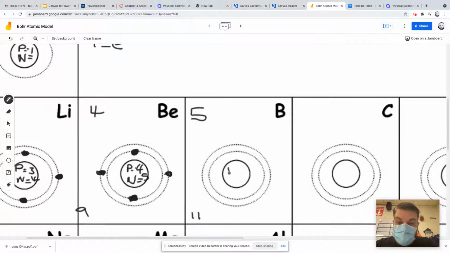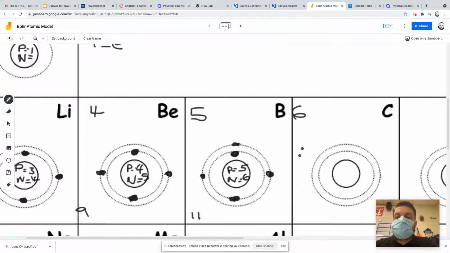So how many protons do I have? 5. How many neutrons do I have? 6. Okay, cool. So now how many electrons will I have? 5. How many go in this first ring? Only 2. How many go on the second ring? 3. So I'm going to say 1, 2, 3. Okay? Does that make sense?